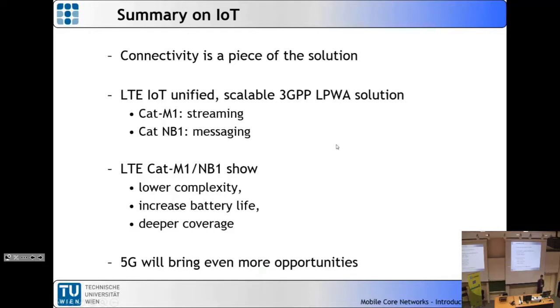So narrowband IoT is why I wrote that it's a piece of the solution, and connectivity is a piece of the solution. But just forcing it like that and putting it into a system that would use different ways is, well, one kind of thing. 3GPP hopes that they can offer both streaming and messaging. Streaming would be this category M1. Messaging would be the narrowband.